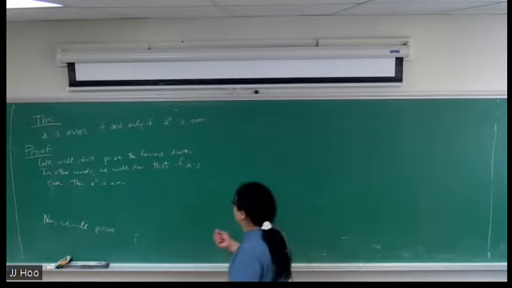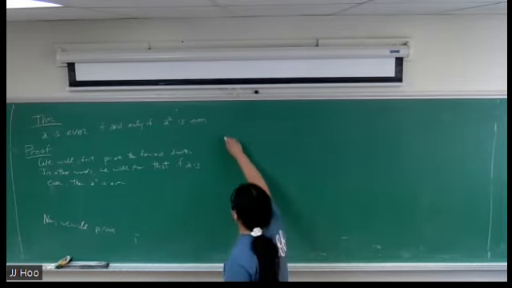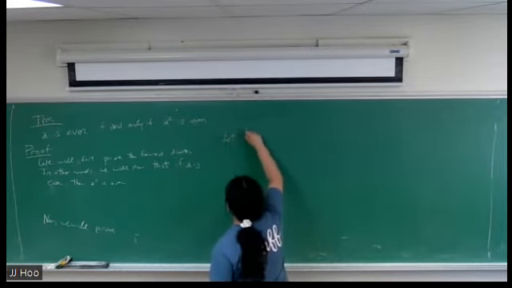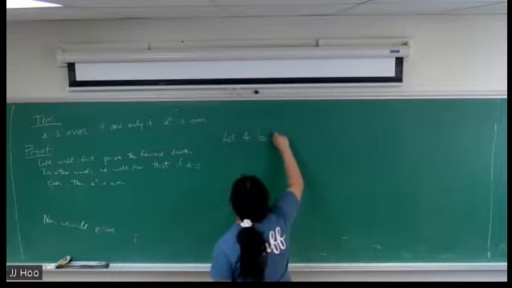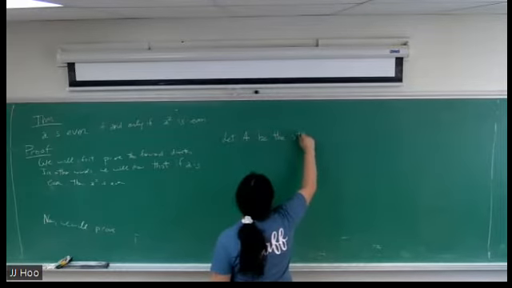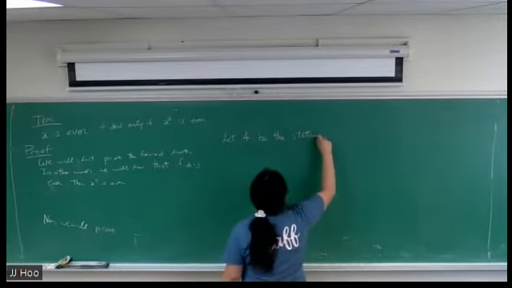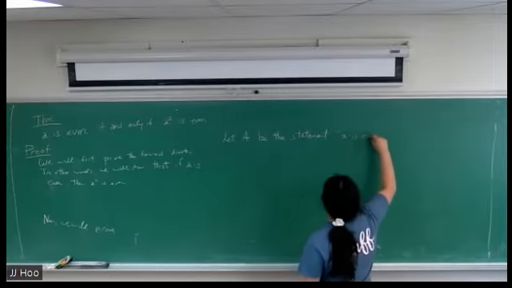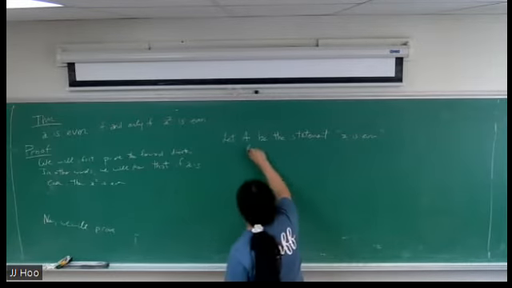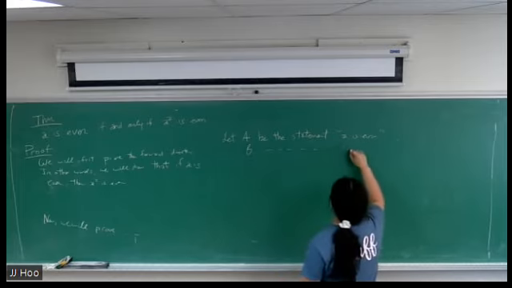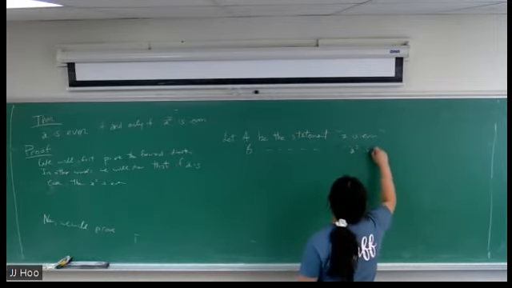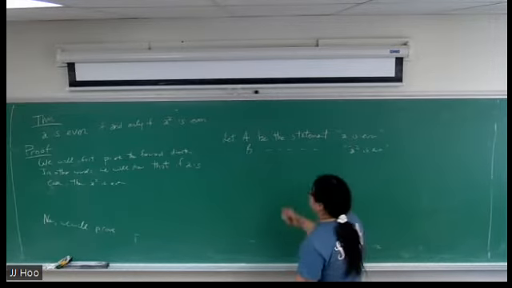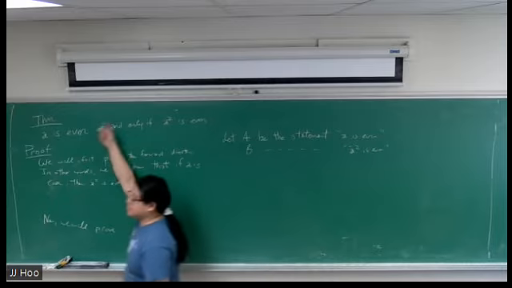And just another way you can phrase this, if you really want to, you can say, let A be the statement that n is even, and B the statement that A squared is even. And you can just set this up so you don't have to write these out all the time.